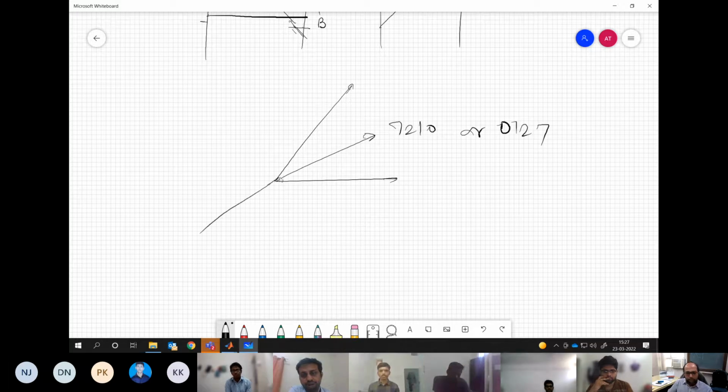Once you go to the next sector, the only thing you have to keep in mind is that there should not be any multiple switching when you go from one point to another point.